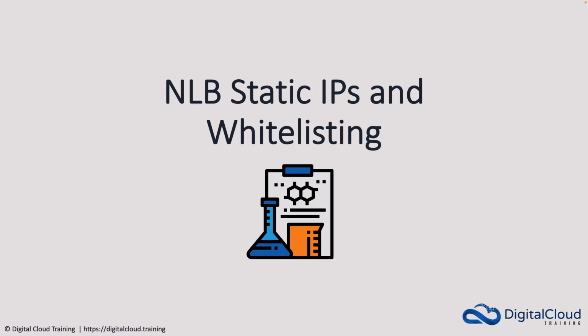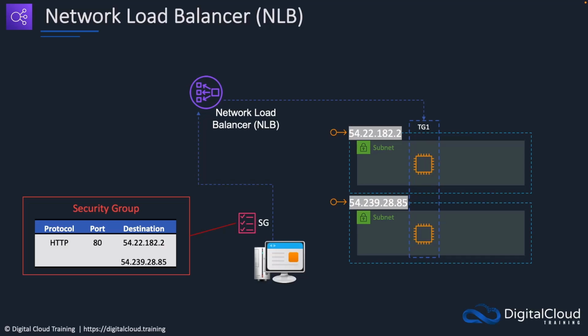Hey guys, in this lesson we're going to practice using a network load balancer with a static IP, so it will be an elastic IP address in each of two different availability zones, and we're going to see how we can use whitelisting. So we're going to allow only access to those specific static IP addresses.